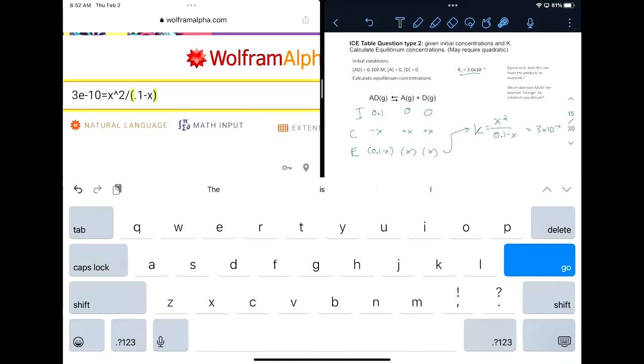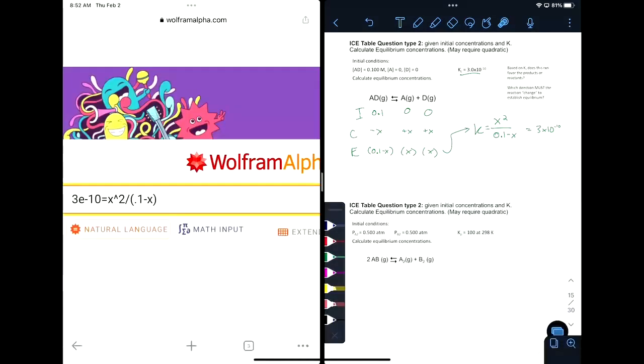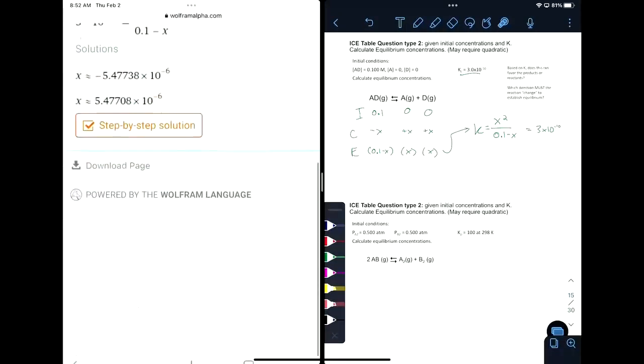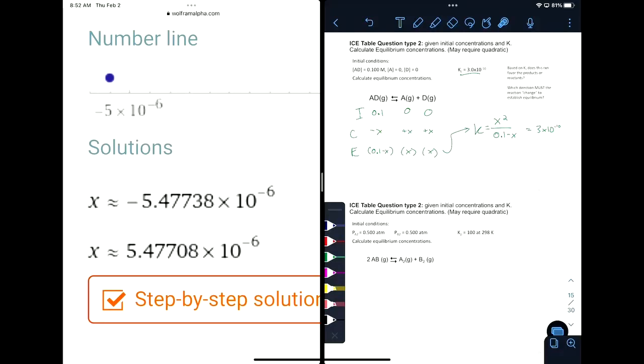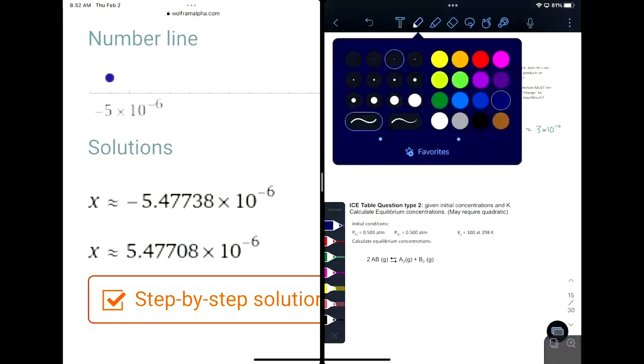Are you going to start using Wolfram Alpha? Yes. Is anyone's mind blown? All right, equals. What does it spit out? Okay, only one of these numbers will work. Which one will work? The positive one. Very good. So the quadratic gives us a value.